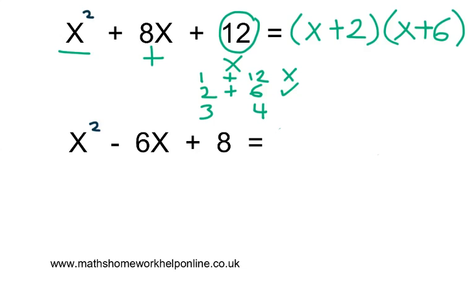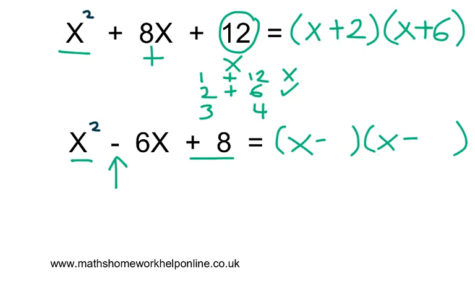Okay, so let's look at the next example. x squared minus 6x plus 8. So again, it's x squared, so we know it's going to be x in the first bracket. Okay, so now we've got plus 8, but we have got a minus here. So that means that some of the numbers are going to be minus, but the only way we can make a positive when we multiply two numbers together is if we've got two minus numbers. So that tells us that both the numbers must be negative in here.